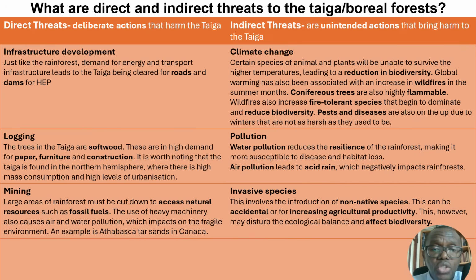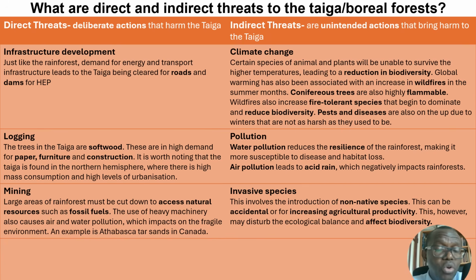Okay, moving on to the indirect threats. Again here, an indirect threat is climate change. Now, specific to the taiga biome, certain species of animals and plants will be unable to survive the higher temperatures, leading to a reduction in biodiversity. Global warming has also been associated with an increase in wildfires during the summer months, especially in the taiga biome.